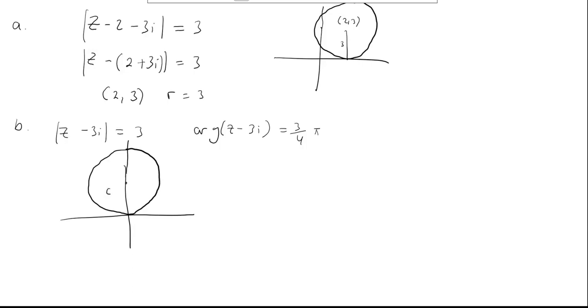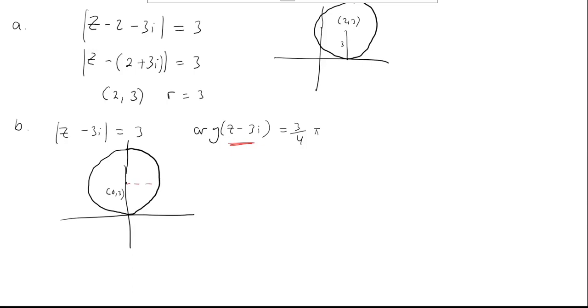So that's the first one. And that was a center at (0, 3). And then the second equation, that's a half line. And a half line that starts at (0, 3) as determined by this bracket here, and at an angle of 3/4 pi to the initial line.